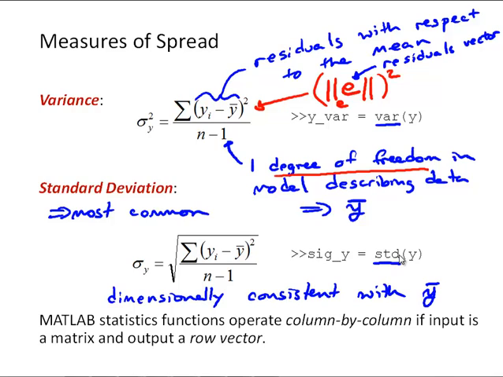In other words, it has the same units as the mean. And MATLAB has the built-in function std to calculate the standard deviation. And again, like I said before, with MATLAB statistics functions, you can input a matrix or a vector as the input argument for the data. If it is a matrix, the function operates column by column, and the output is a row vector. So as we're looking at a data set, one thing we might want to look at is how is that data distributed about the mean.